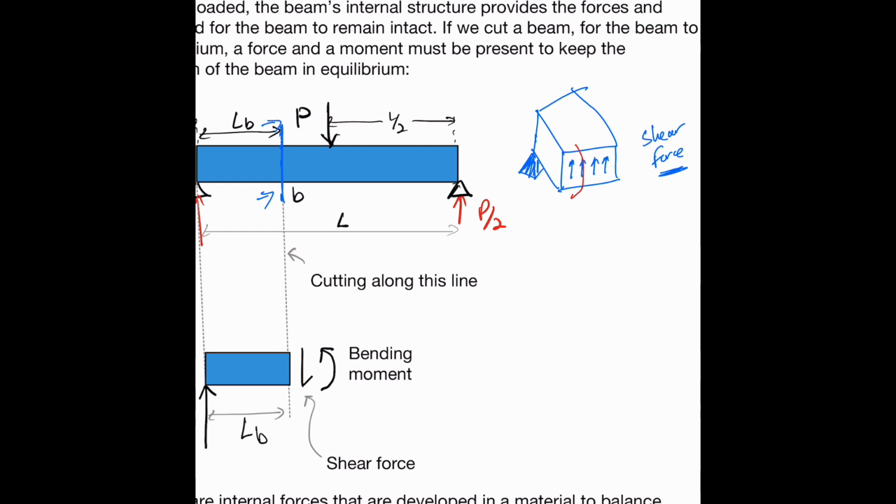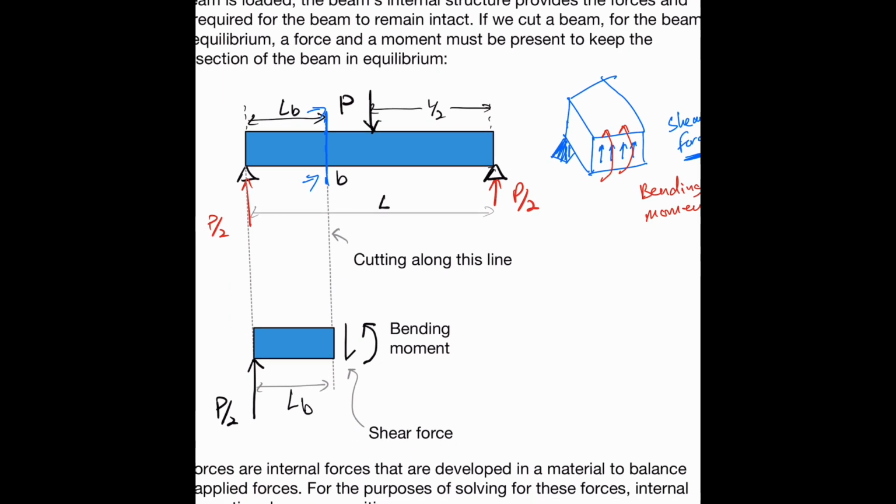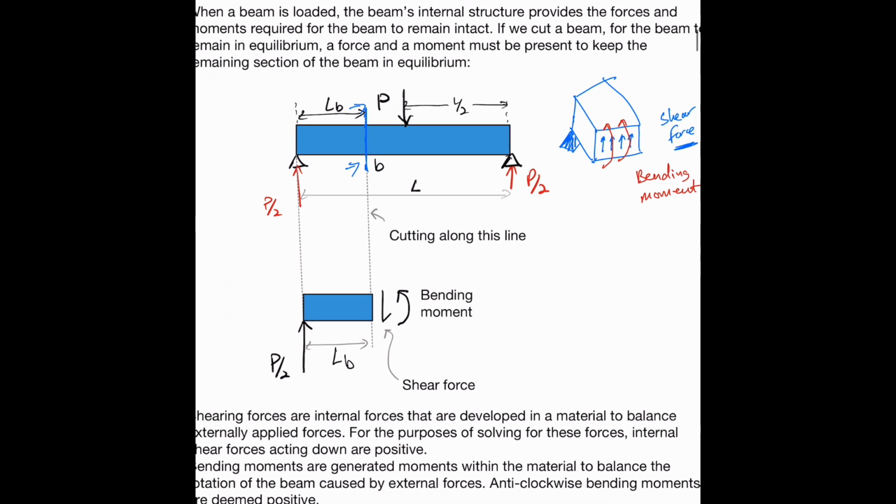So we would have a moment looking like this, that is twisting the beam to give it that deflection. And that is called a bending moment, the term meaning a moment that causes any beam to bend. So that is what happens inside the beam. And if you look at it in two dimensions and we cut the beam, this is what we will get. We have our shear force and we have our bending moment.